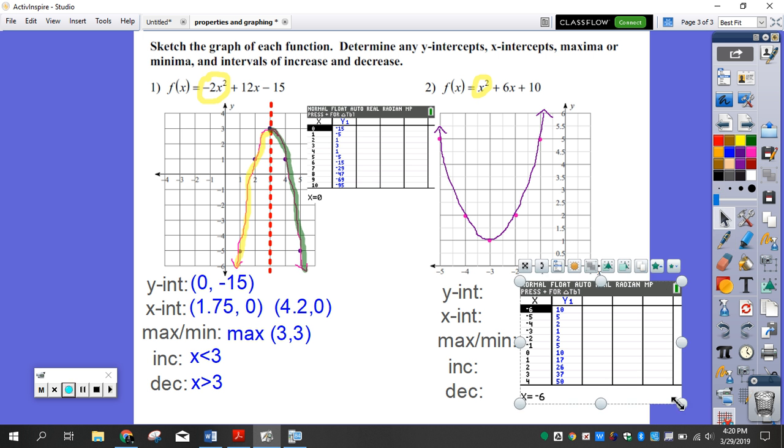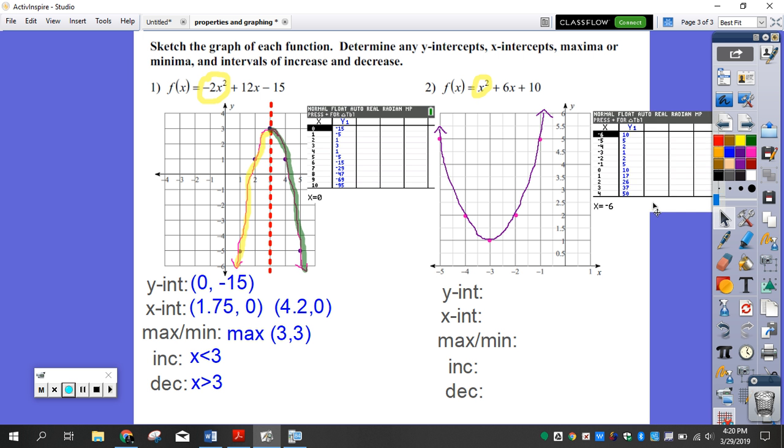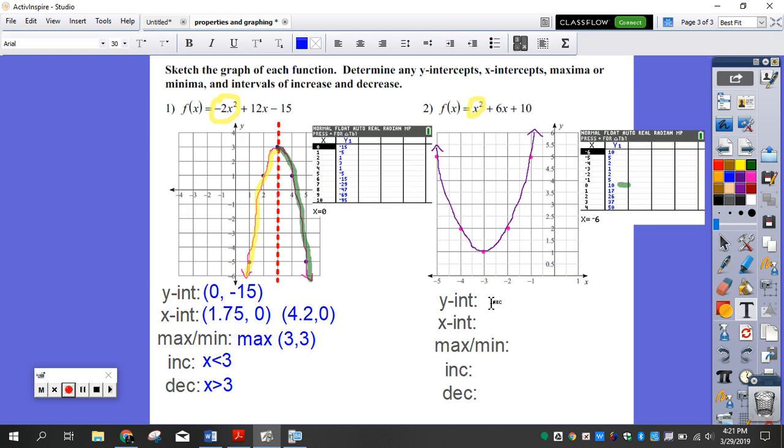Alright, so from there I'm going to fill in my other information. So my y-intercept is where it crosses the y-axis, which is where x is 0. So x is 0 here at this coordinate 0, 10. Even though I can't see it on my graph, I know from my table that's the y-intercept. So 0, 10.